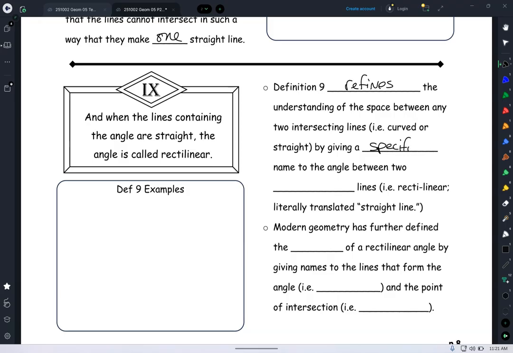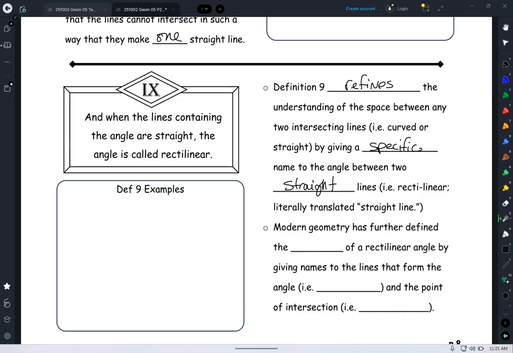And that specific name is for the straight lines that contain the space. It's rectilinear. It's literally translated straight line. Recti is straight, linear is line. And so the literal translation of a rectilinear angle, as opposed to a plane angle, is one that is contained by straight lines. All right.